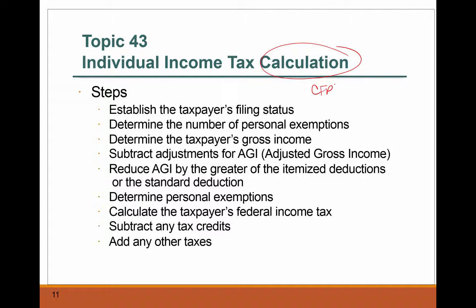So remember, income tax planning is only one subset of all the sections for the CFP exam. So first, in order to calculate your tax, you need to know the filing status. Is your client single, married, head of household, or a widow? And then you need to see how many personal exemptions they have. They will have themselves, obviously, but for head of household, they might have a child. Then you have to determine their gross income, but don't forget you subtract adjustments to get to their adjusted gross income. And then that AGI is reduced by whichever is greater, itemized deductions or standard deductions.